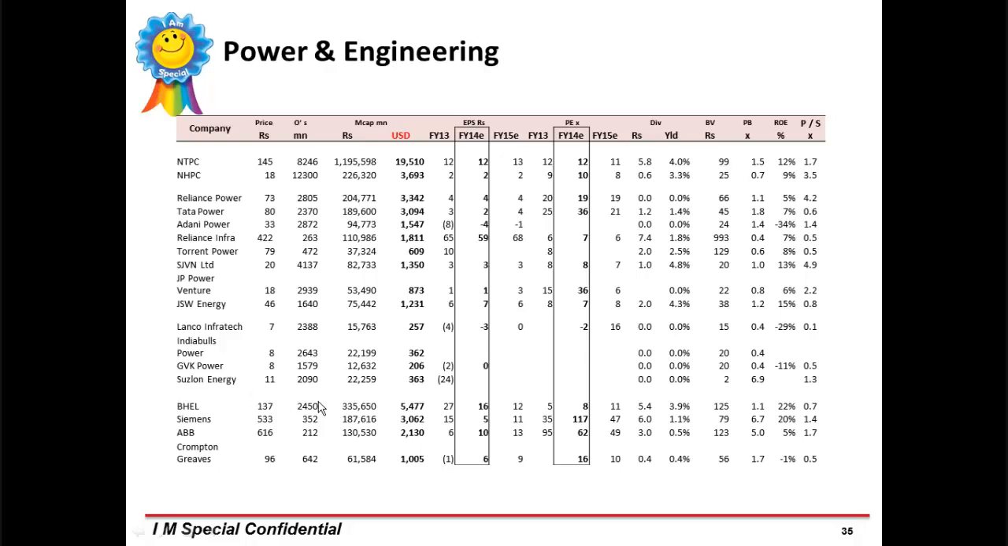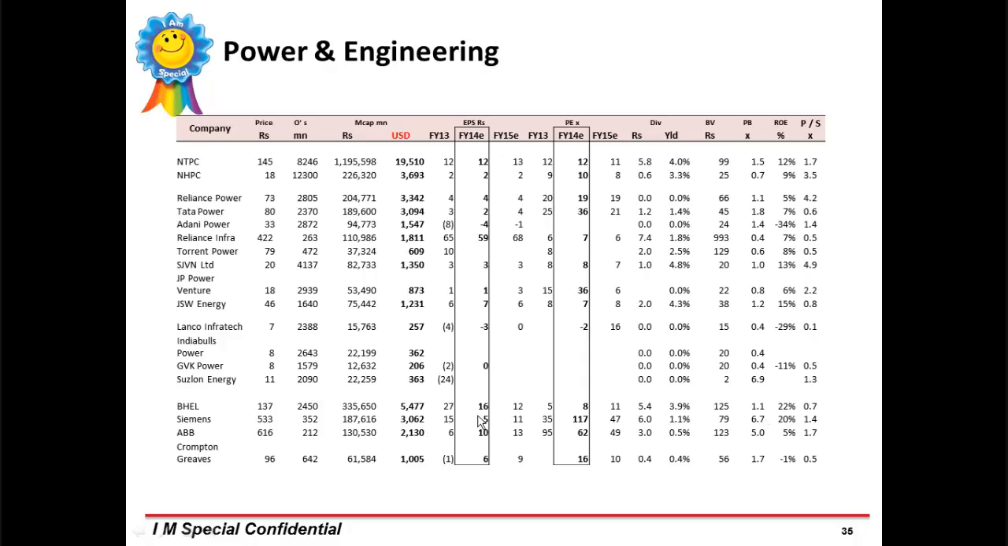Then we have the last category, which is the capital goods manufacturing companies. Here we have BHEL, market cap is 5.5 billion. Earnings, there is a degrowth in earnings, 27, 16, 12. So that is why it is getting a low PE, 8 to 10 times. Price to book is also 1 to 1.1 times.